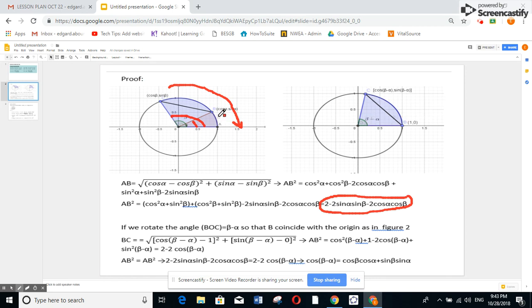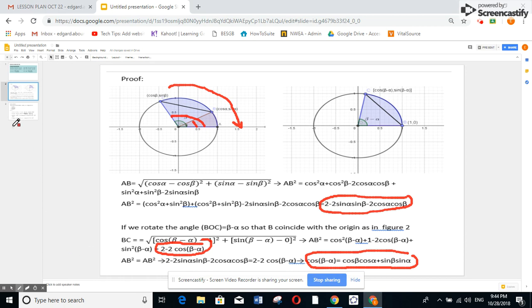So here, instead of having these coordinates, I'm going to have the coordinates of the point 1, 0. And since the angle here is beta minus alpha, I have these two. So if I use the distance formula here again, I will get that result. Because the two distances AB squared here and AB squared here are the same, it's going to lead me to this formula: cosine of beta minus alpha is cosine beta cosine alpha plus sine beta sine alpha. As I said, I have moved very fast in the proof. You can read it by yourself if you are interested.